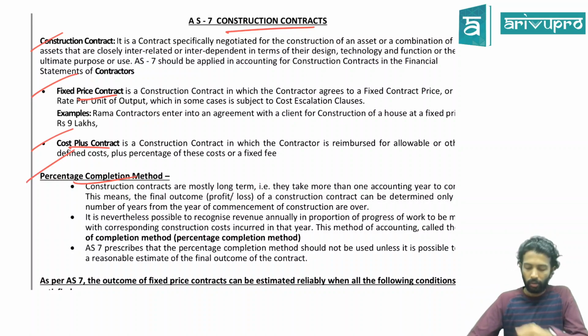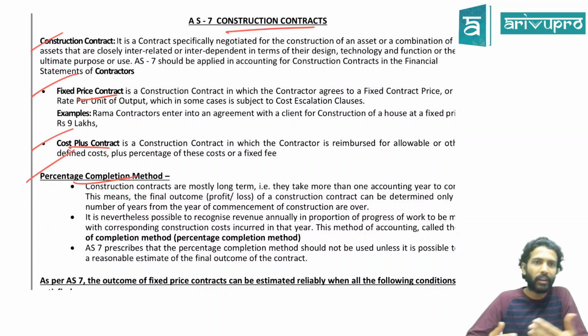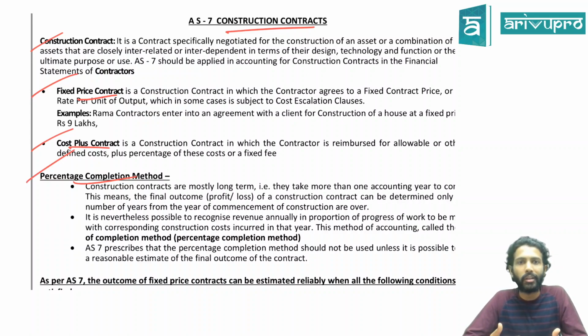The whole essence of AS 7 is that normally these projects don't end within a year. If it ended within a year, all the expense and all the income would be transferred to that year's P&L itself, so everything is rosy. But if you have a metro or flyovers, they don't end in a year. Normally they take more than a year. Let's say a metro work takes about 7 years. So then how will you recognize?